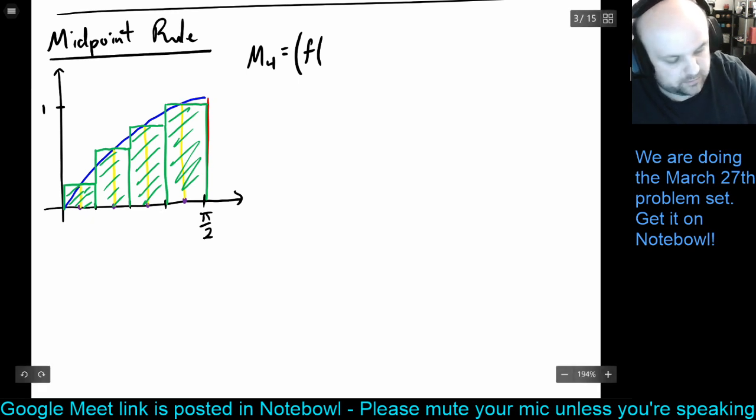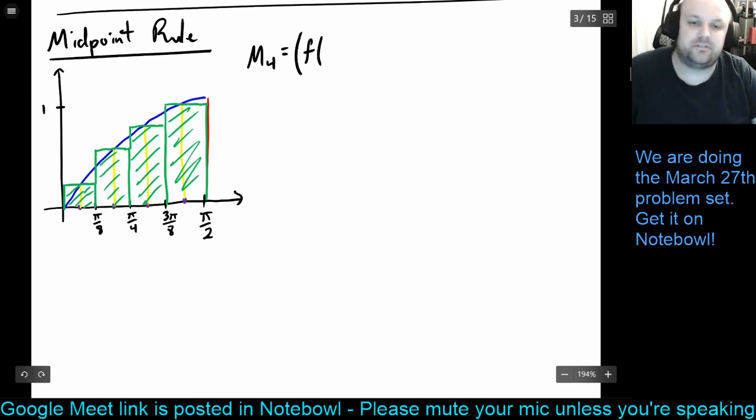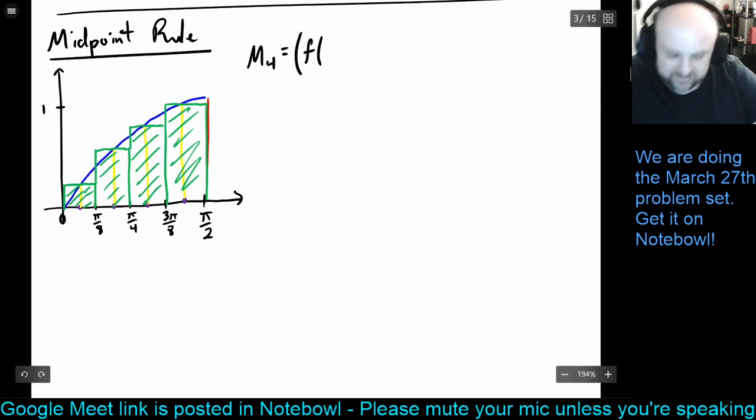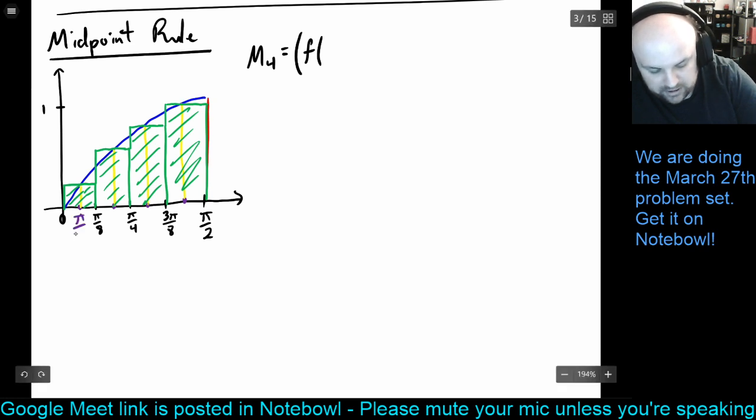We know here, this is pi over 8, this is pi over 4, this is 3 pi over 8. Those are the actual endpoints of the intervals. This one's 0, obviously. So what are these numbers in the middle? Well, take the average of 0 and pi over 8. So in the middle here, we have pi over 16.